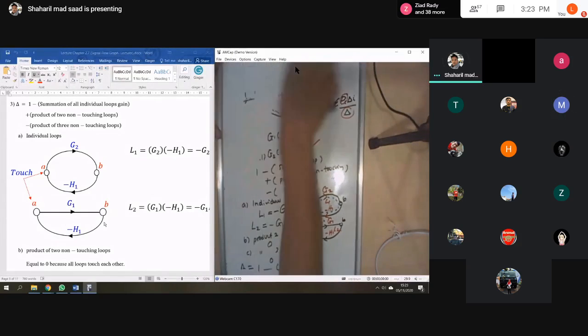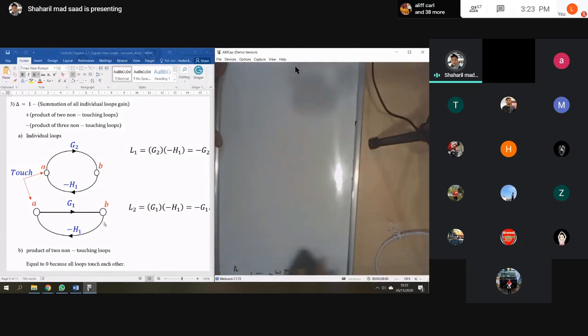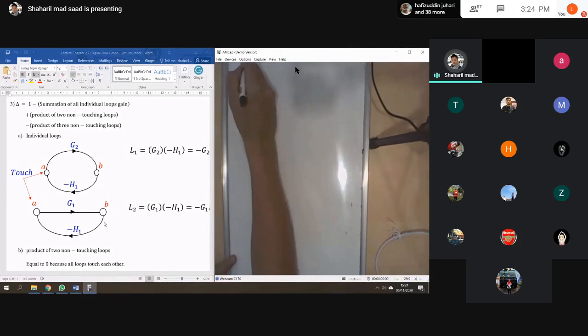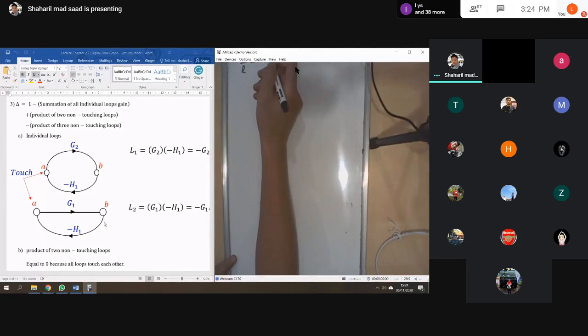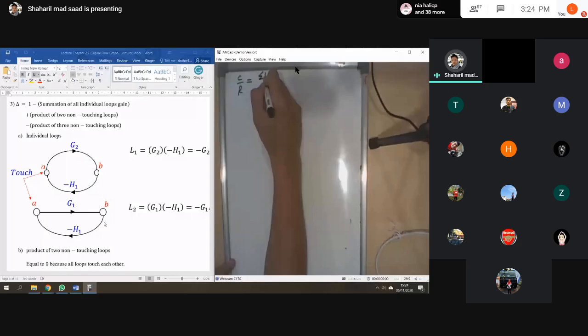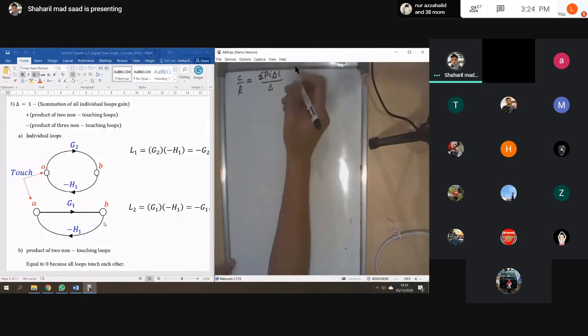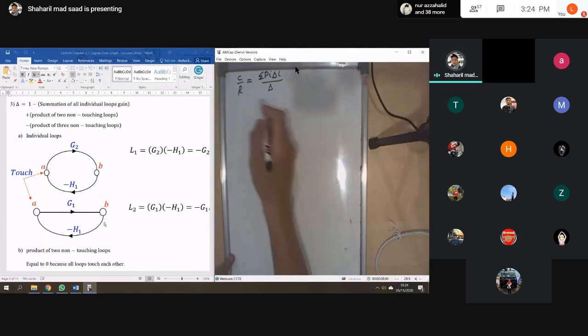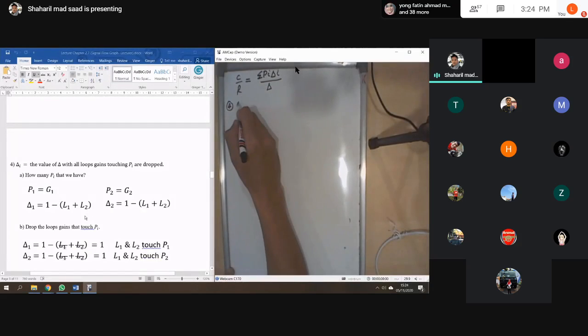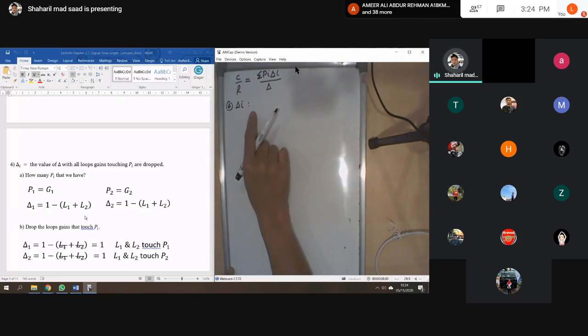Okay. Right. So last one, you want to find the delta I. So formula dia, the solution is quite long lah kan. So PI delta I delta. So we done PI, we done delta, we done delta I. Okay. So number 3 or number 4. Okay. Number 4, you want to find the delta I. What is mean delta I? The value of delta with all loop gain touching PI are dropped.